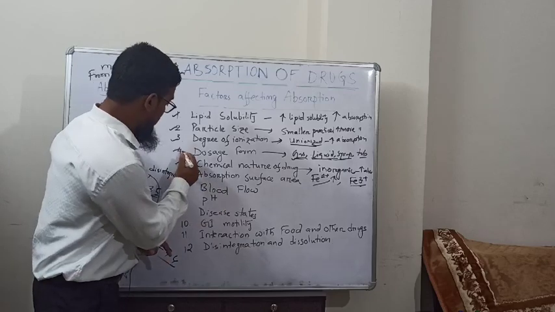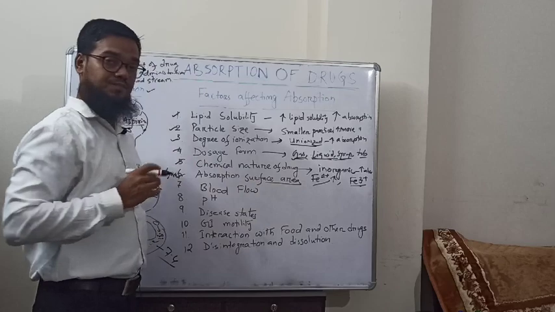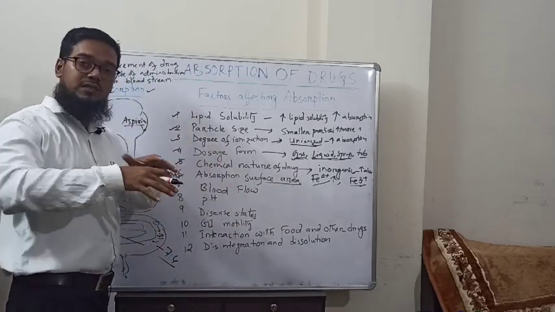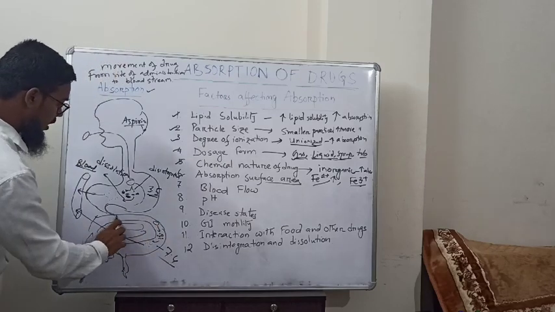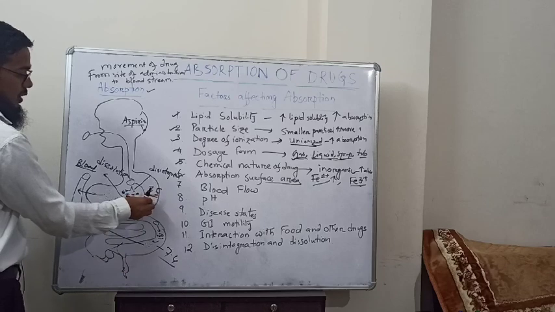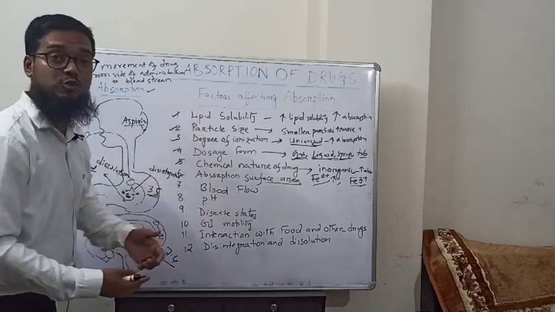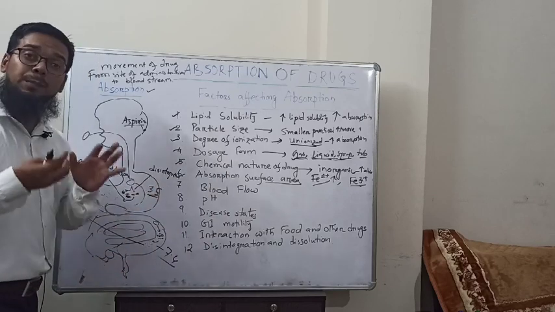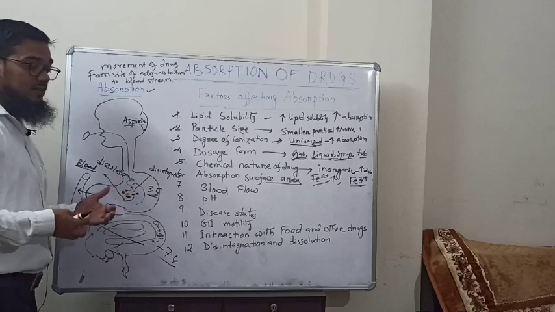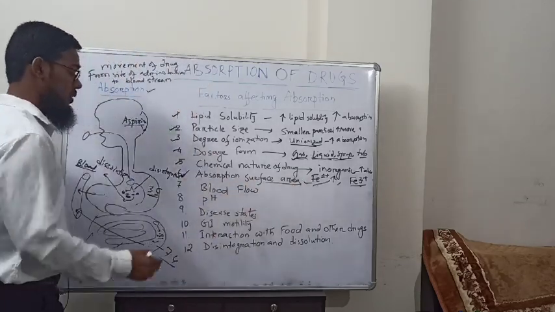Next point we are going to discuss is absorption surface area. Where the drug needs to be absorbed after dissolution is the surface area. For example, the surface area of the small intestine is more than the surface area of the stomach. So the more the surface area, the faster the absorption. That's why basic drugs are absorbed faster than acidic drugs. So the surface area is very important.